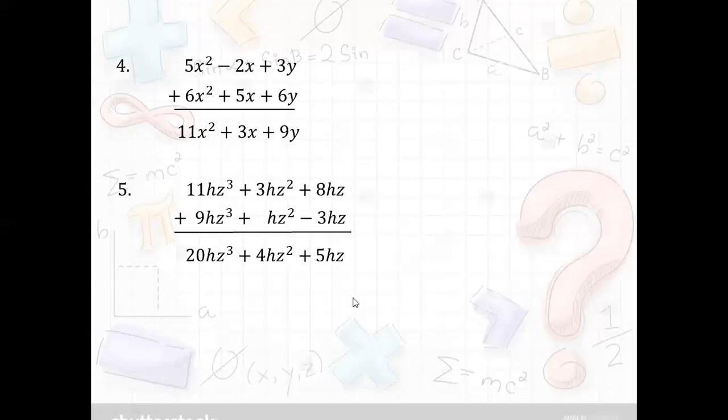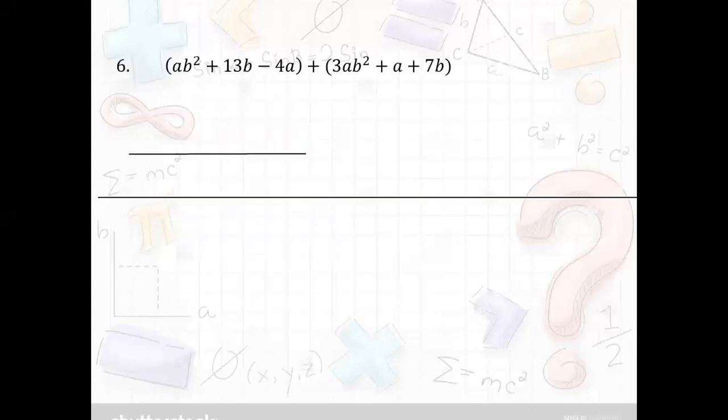Okay, so the answer for question number 5 is 20hz cubed plus 4hz squared plus 5hz. Let's move on to question number 6. Now question number 6, you have to arrange the terms. They did not arrange, so let's arrange it.